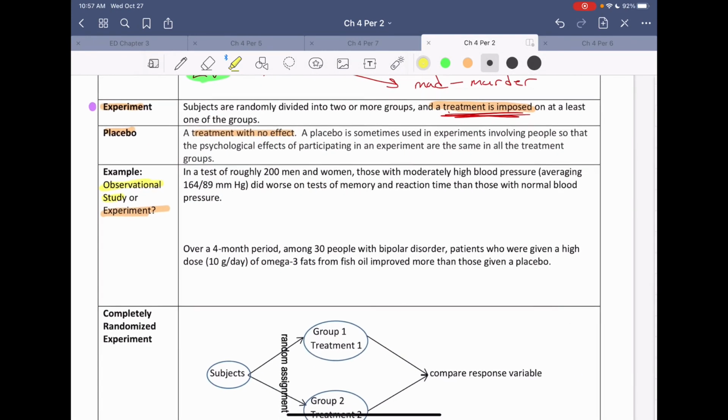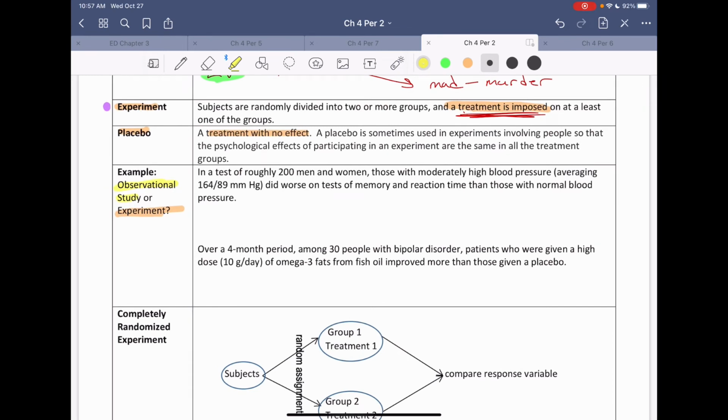Okay. Number 1, in a test of roughly 200 men and women, those with moderately high blood pressure, averaging 164/89, did worse on tests of memory and reaction time than those with normal blood pressure. Do we think this is an observational study or an experiment? Pause the video and write down your guess.